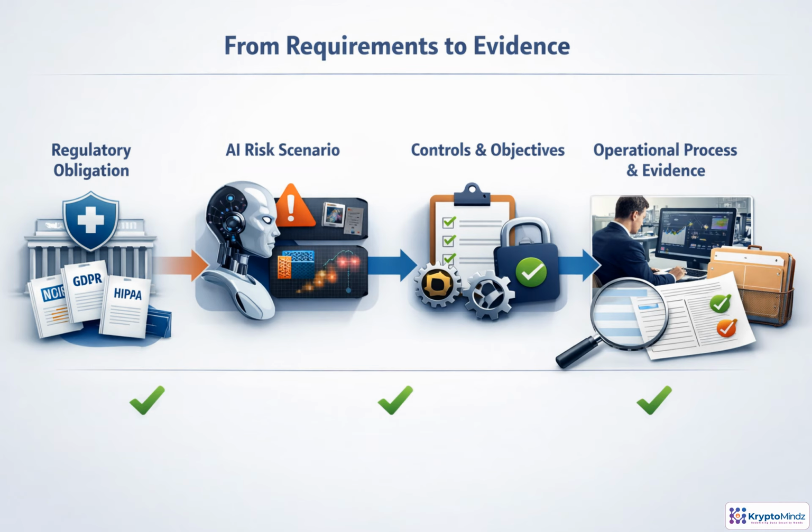Once scope is clear, mapping turns abstract requirements into something testable. Start with the obligation, such as a GDPR access or deletion right. Then ask how that obligation could fail inside an AI workflow, like incomplete deletion from training data or retrieval systems. From there, define the control objective. Choose the safeguard and embed it in an operational process. The final output is evidence: tickets, logs, approvals, or reports an auditor can inspect.